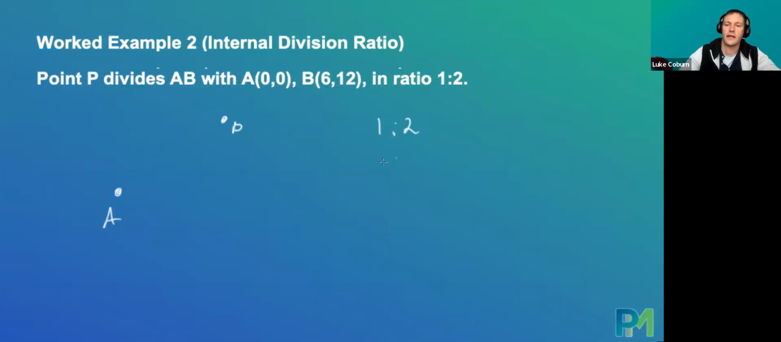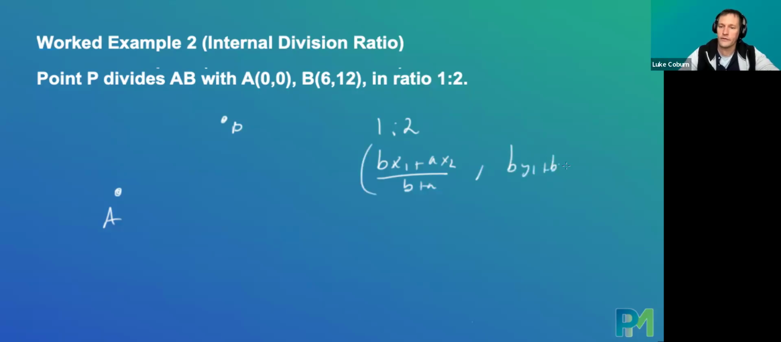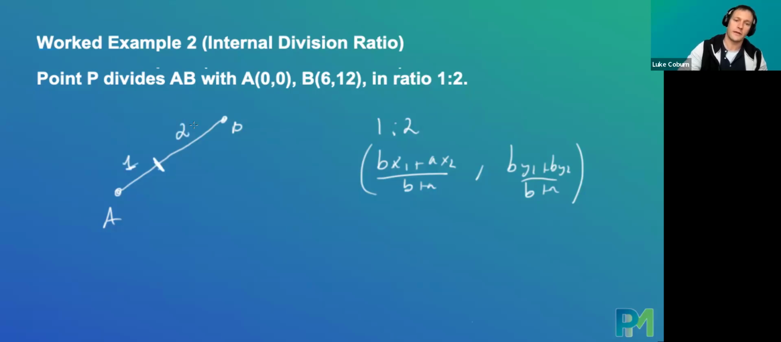So it's sort of like (bx1 plus ax2) over (b plus a), (by1 plus ay2) over (b plus a). So this is the formula, and then the question is, we have the segment AB, and then the ratio of 1:2. So we need, oh, this would be the 1 and this would be the 2.